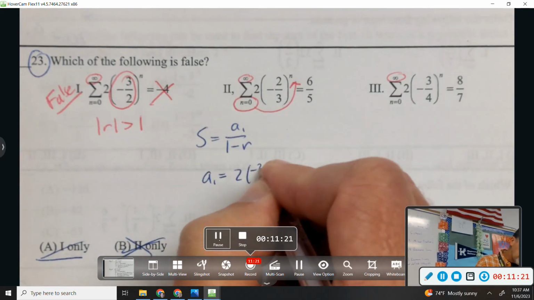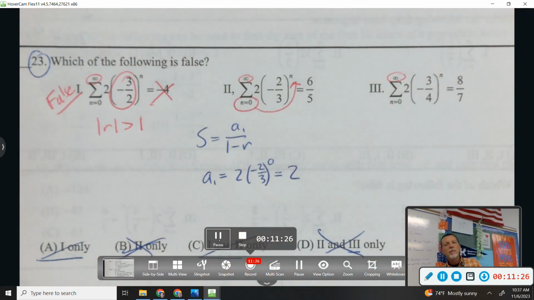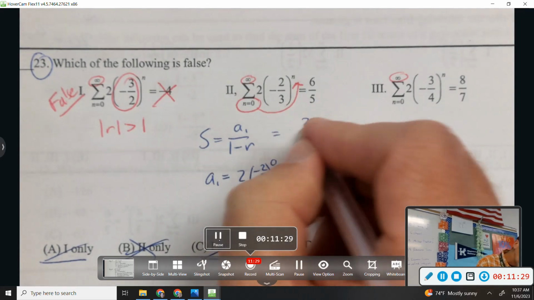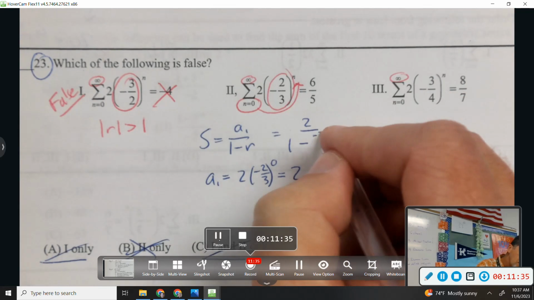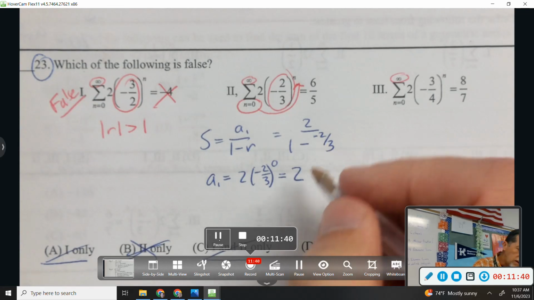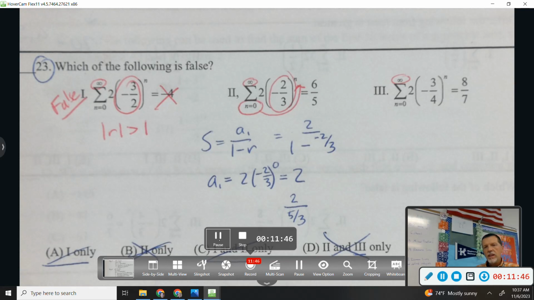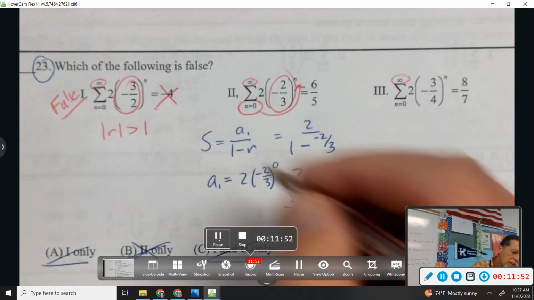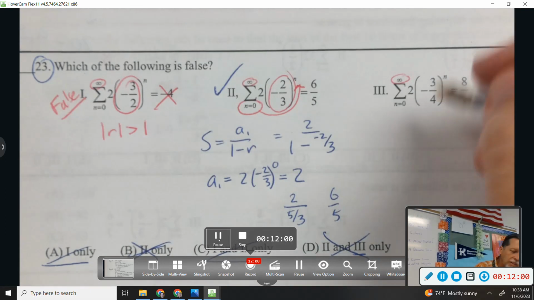So 2 times negative 2/3 to the 0. Well, that's kind of convenient. 2 is my first term. r, hopefully I can tell by looking what r is. Negative 2/3. So let's see, 2 over 5/3. Keep it, change it, flip it. So 2 times 3/5 would be 6/5. So number 2 is true. I messed up all the markouts down there. So let's try number 3.